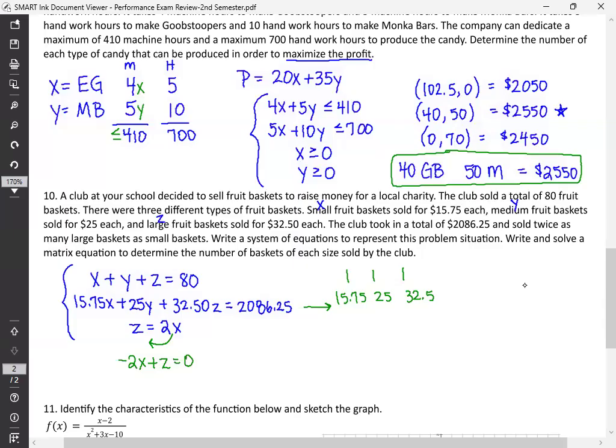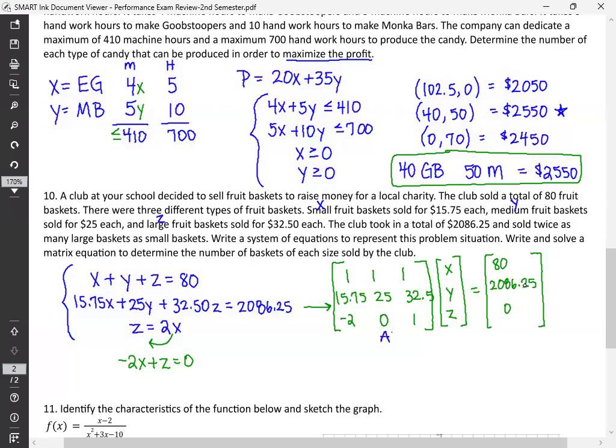So if I moved my x over, that means that my x is now negative. I don't have a y, and then my z is 1. So we call this our coefficient matrix. And then we have our variables, x, y, and z. If we were to do matrix multiplication on these 2 matrices, it would get us back to our system of equations. And then over here, these are our constants, or our answers, 80, 2086.25, and 0.